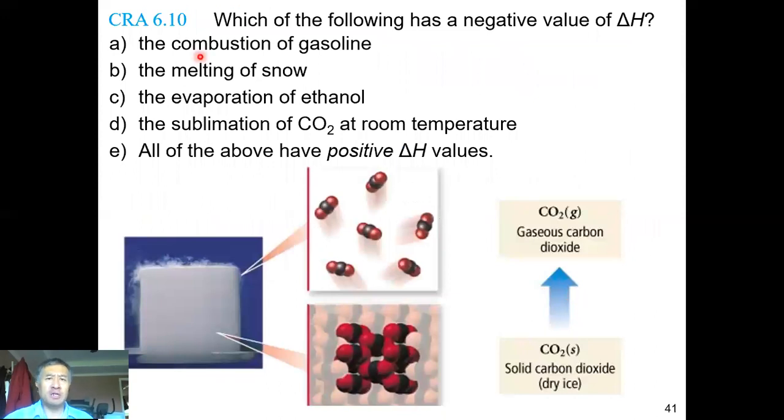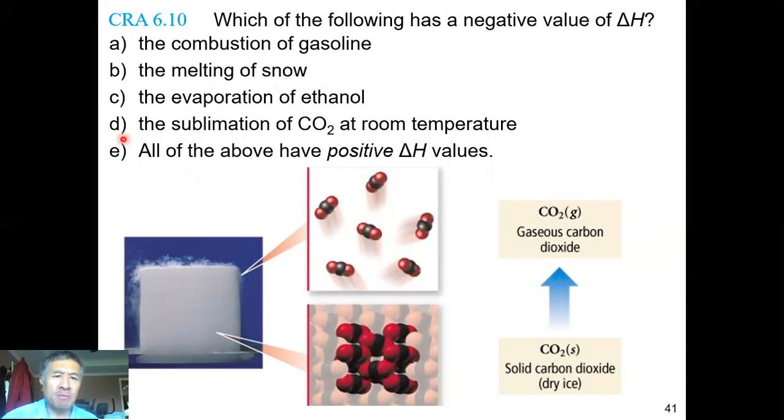CRA 6.10, which of the following has a negative value of delta H? A, the combustion of gasoline, yes. B, the melting of snow, no. So that would be an endo process for the melting of the snow. The evaporation of ethanol is also endo. So B and C both are endo. If endo, that means delta H is positive.